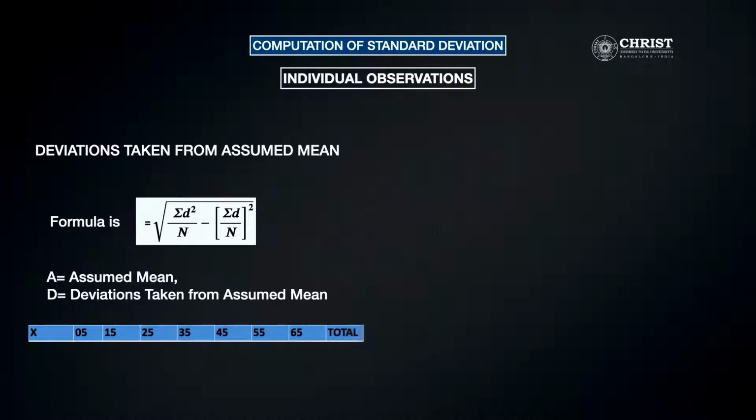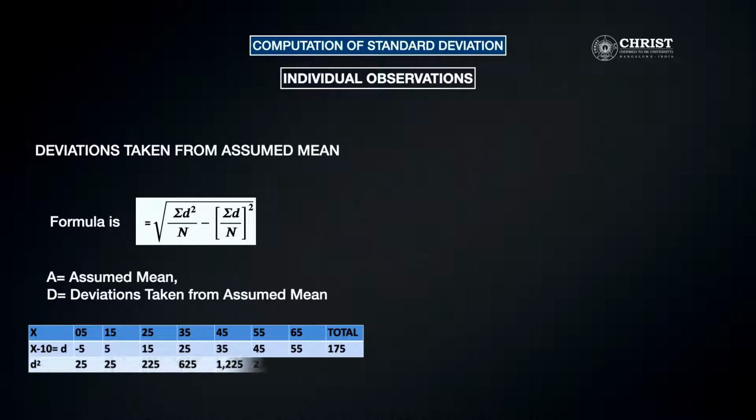5, 15, 25, 35, 45, 55 and 65. So we have to take the deviations x minus 10. 10 we are assuming as the assumed mean. So the deviations are minus 5, 5, 15, 25, 35, 45, 55. Total is 175. Now the d squared values are 25, 25, 225, 625, 1225, 2025 and 3025, and in total we are getting 7175.